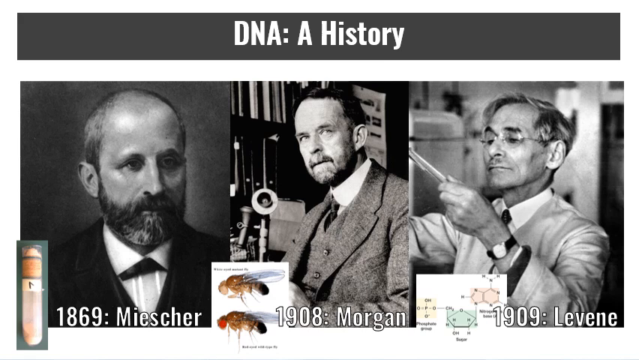Levene was an American biochemist who studied the structure and function of nucleic acids, and he was the first person to characterize the different forms of nucleic acid, DNA and RNA, and components of the nucleotide, so he figured out what the nucleotide was made of.